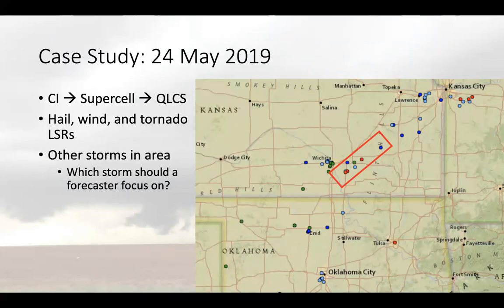We're going to be following a supercell from CI all the way up to its upscale growth into a QLCS, containing all three hazards along the way. There also were other storms in the area due to a weak cap. And so this created the question of which storm the forecaster should be focusing on when looking at the likelihood of issuing a warning for one.